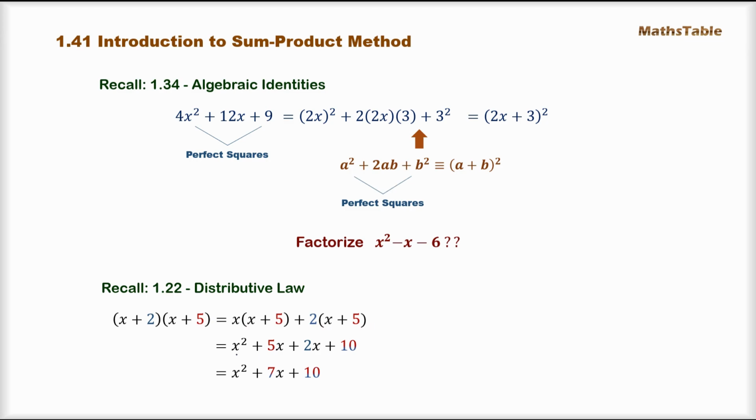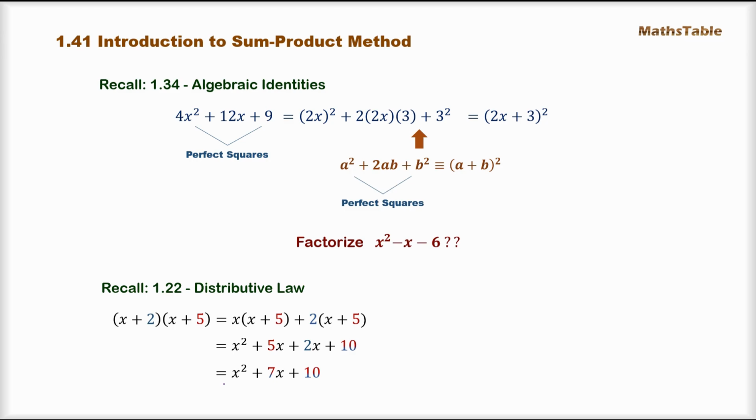Then we used to get the form x squared plus 5x plus 2x plus 10, and in the final step we combine the like terms together, 5x plus 2x, and hence we get the final expanded expression x squared plus 7x plus 10. So this was how expansion was done.